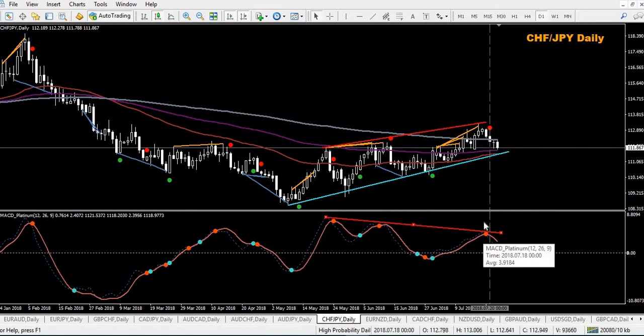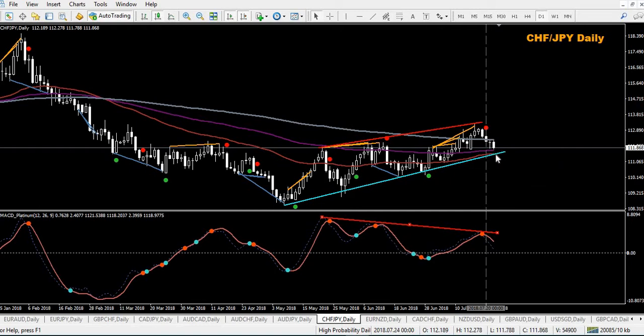The MACD is not that far above the zero level, but it's a valid sell signal, and it's one I did say I should have probably taken. Might have got a few pips. When it got down to this trend line here, I probably could have closed out half, but we're not in it.